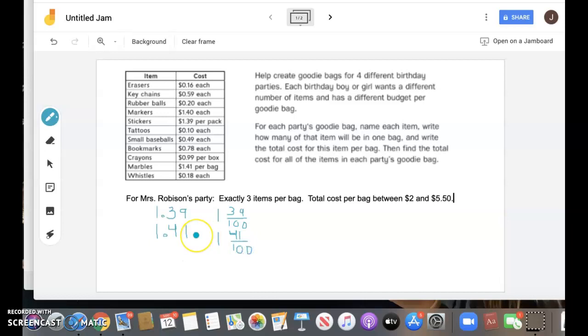Now I'm going to stop and use my estimation skills. So $1.41 is about $1.50, and $1.39 is about another $1.50. So together they would add up to about $3. I know it's going to be a little less because both of these numbers are less than $1.50. So $3 gets me within my range of where I need to be. So I'm pretty good right now. So maybe I also choose to add small baseballs for 49 cents. So then I'm going to do 49 cents.